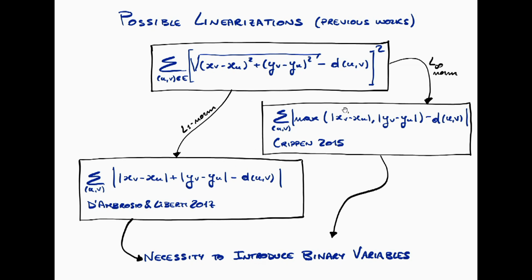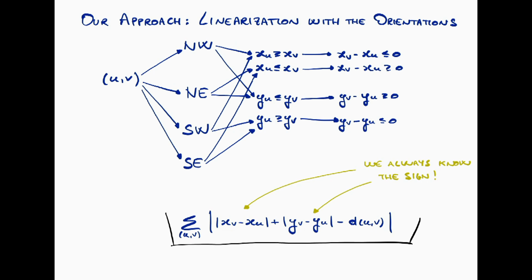In this case, I have a similar situation. I need to introduce binary variables to linearize, to get rid of all terms that are not linear. But in our case, as I mentioned, we have these nice constraints that were added for preserving the orientations. So in practice, I can partition the edge set in 4 parts depending on the orientation of the point of interest V with respect to the point of interest U. And so if I'm here, northwest, I know that this constraint needs to be satisfied.